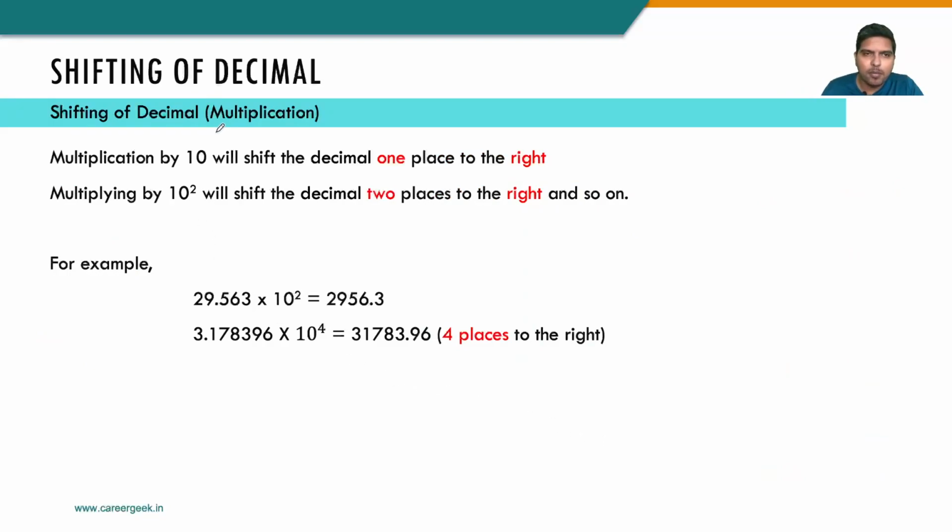Now, we'll look at multiplication for now. If you multiply by 10, the decimal will shift one place to the right. That means 2.36 into 10, the decimal place will shift 1 to the right, and will become 23.6. Now let's say 365 into 10 square. 10 square, so two digits to the right, 1 2, so 236.5. So this is how the decimal shift will happen.